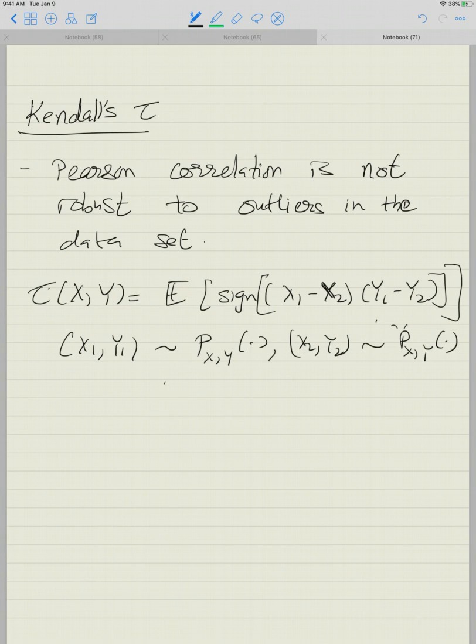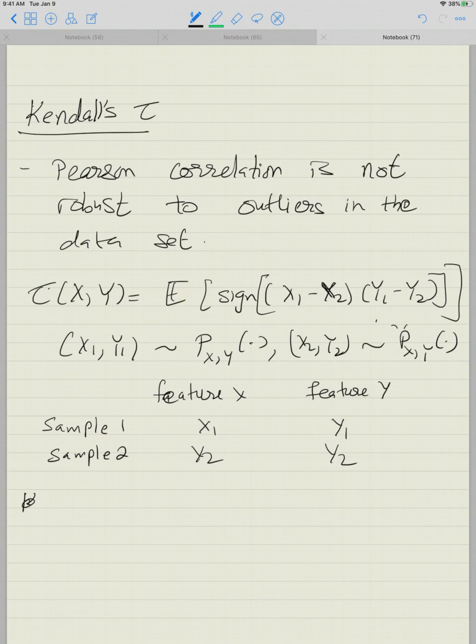In other words, if we consider two features, and we consider two samples, feature 1 will have x1, y1, feature 2 will have x2, y2, and we can use that to estimate the Kendall's tau correlation. It can also be interpreted. There is a geometric interpretation for this, which I will do on the next page.